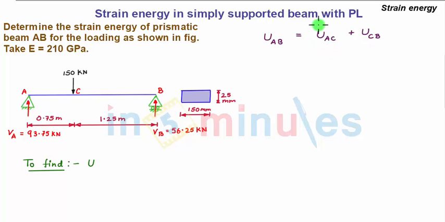Now to determine strain energy stored in part AC, we take section x1 at a distance x from the hinge support A, and writing the bending moment about section x1, considering the left hand side of the section, we have a clockwise moment caused due to this upward vertical support reaction at a distance x from section 1. So we have VA into x, which is equal to 93.75 into x, and this equation will be valid between point A and C.